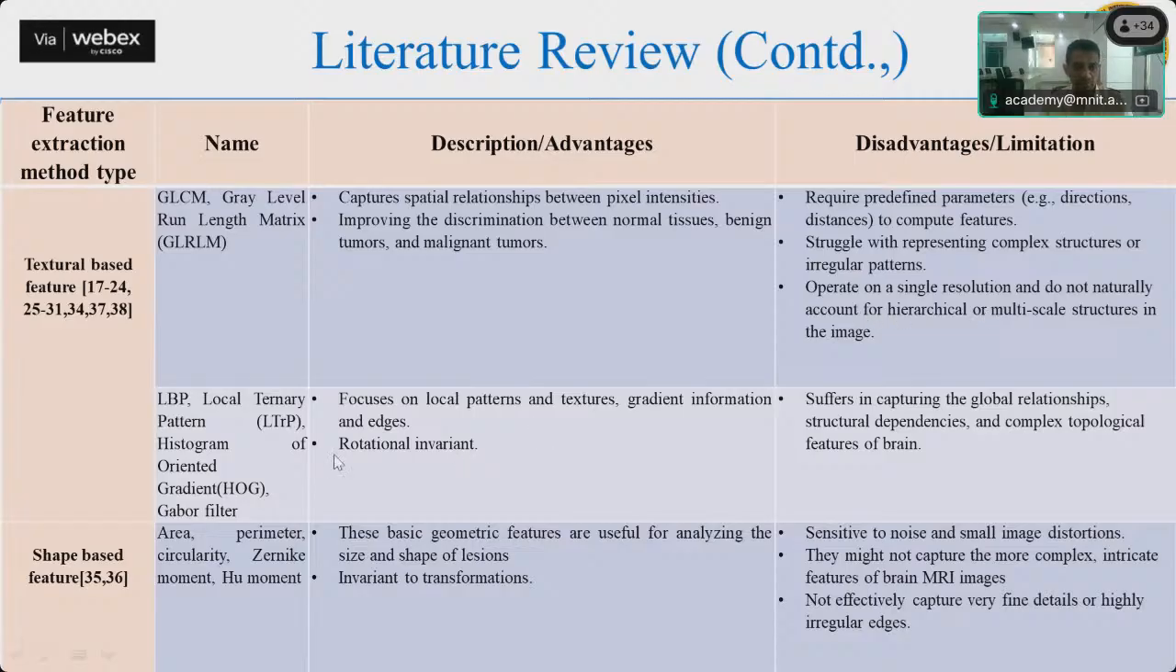And thereafter we move toward the LBP. LBP again, you've done it. Local ternary pattern, histogram of oriented gradients, Gabor filter. All these focus on local patterns and texture, gradient information and edges. It is rotation invariant. It suffers in capturing the global relationship. For example, the local-level oriented Gabor filters couldn't capture the global relationship, structural dependencies, and complex topological features of the brain.